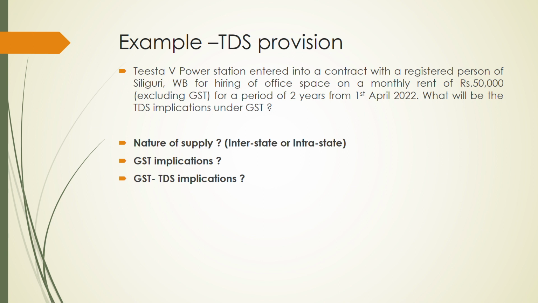Where is it located? The office space is in the state of West Bengal. The recipient is in the state of Sikkim, so the location of the supply and supplier is different from the place where the deductor is located, so TDS provision is not applicable in this situation. So these were a few examples.